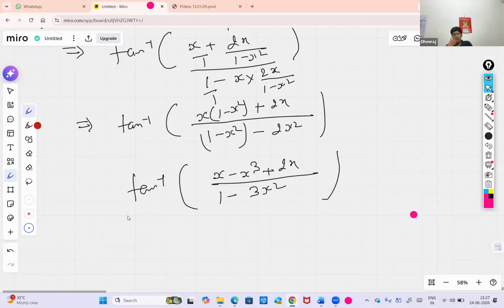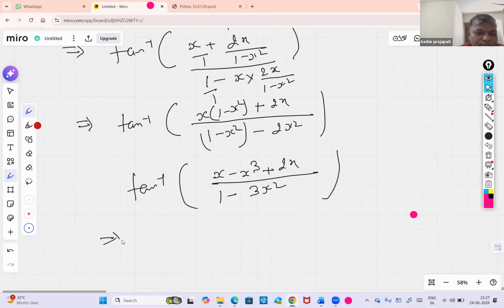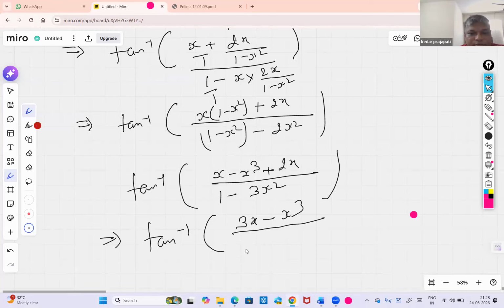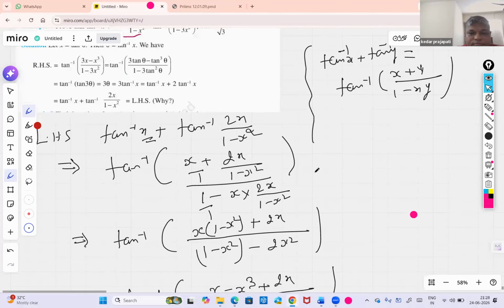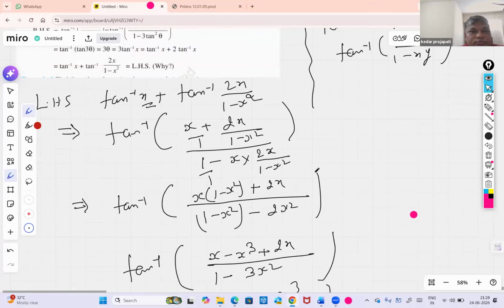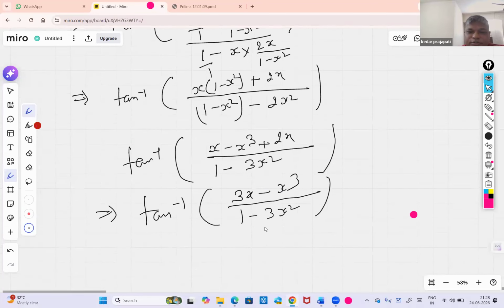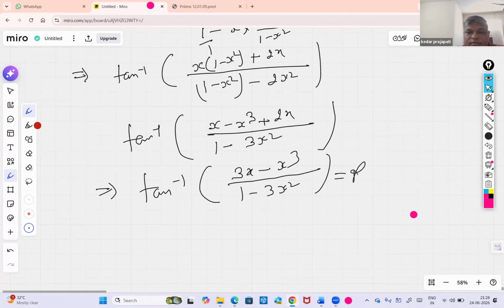I think we can solve this from left hand side also. Tan inverse of 3x minus x cube divided by 1 minus 3x square. Let us see what is the question. 3x minus x cube. Okay, so this is proved. Correct?